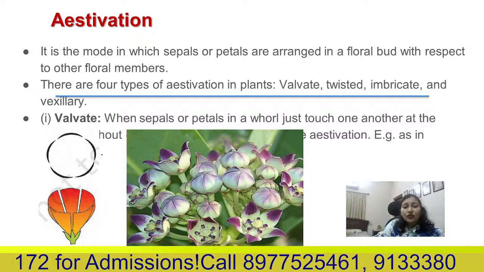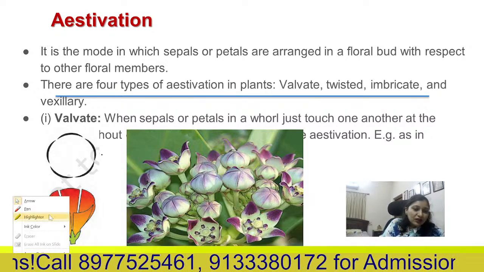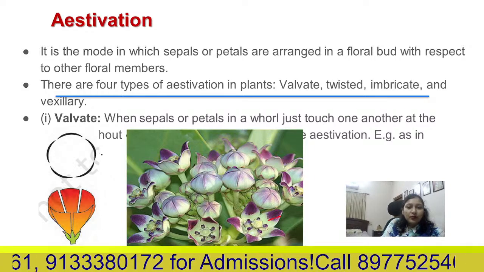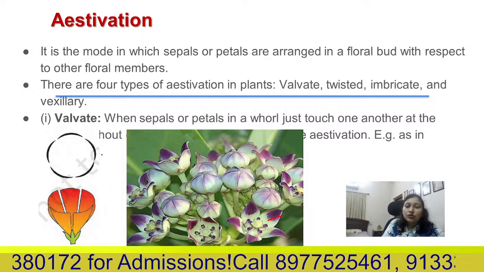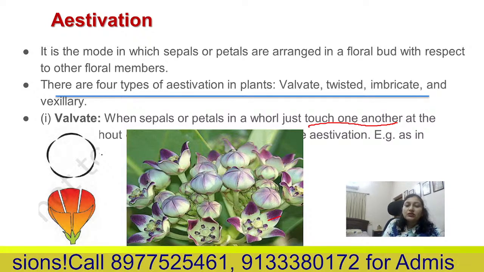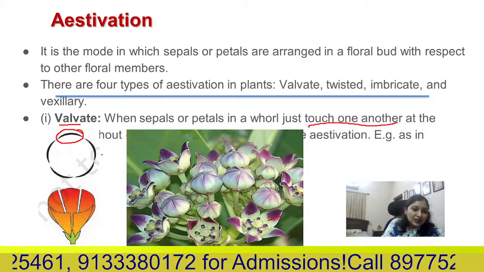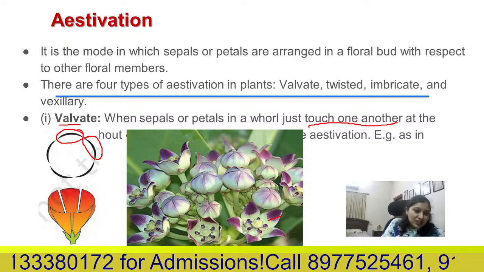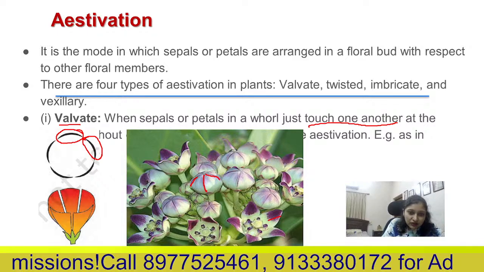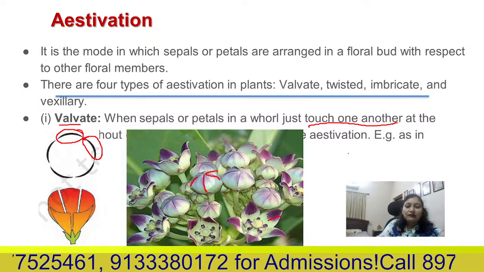Estivation. So here is how petals and sepals are arranged. They are arranged margin to margin, one margin finishes, the second starts. Four types of estivations are there. When sepals and petals in a whorl just touch one another at the margin without overlapping each other, that is known as valvate type. Look here, they are not overlapping, they are separated, just touching each other at the margin. This type of estivation is called valvate estivation.